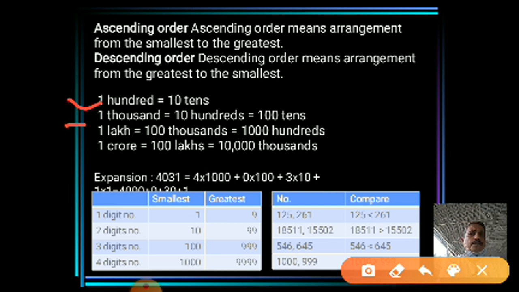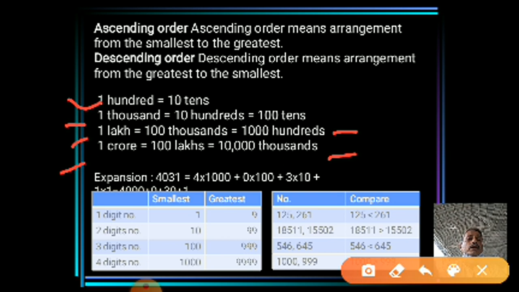Let us move further. 1 lakh is equal to 100,000, or 1000 hundreds is also 1 lakh. So do not worry about this last one also. These both are equal. 1 crore means 100 lakhs. 100 lakhs makes 1 crore, or 10,000 thousands makes 1 crore. That is for your information only.